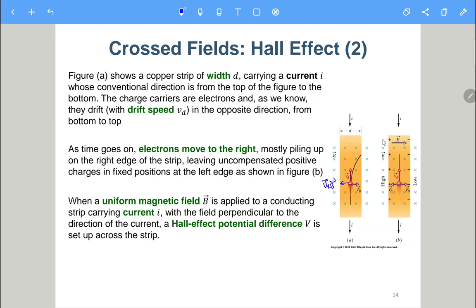In fact, in the experiment, if one just puts some current going from top to bottom and then puts some magnetic field outside, he can really measure the potential difference between the left side and the right side. So this is the so-called Hall effect. When a uniform magnetic field B is applied to the conducting strip carrying current I, with the field perpendicular to the direction of current, a Hall effect potential difference is set up across the strip.